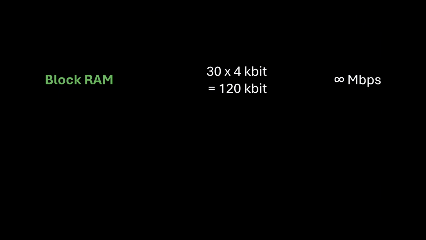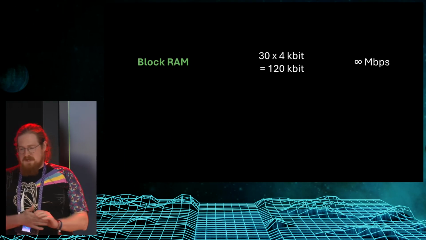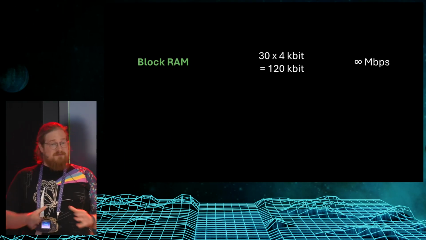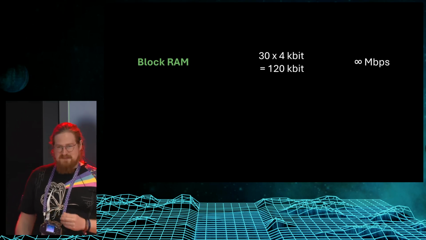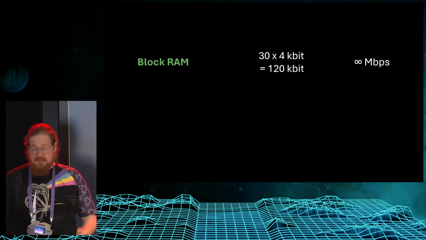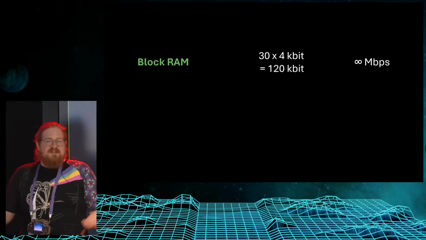Let's look at the memory that's available to us. We have block RAM. Block RAMs are little pieces of memory that are embedded inside of the FPGA. They're really flexible. You can use them all over the place, but they're not very big. So in total, for the full FPGA, it's 120 kilobit. That's nowhere near what we need. The advantage of these things is that they're super fast. They can go as fast as whatever clock speed you've configured, so they have essentially infinite bandwidth.